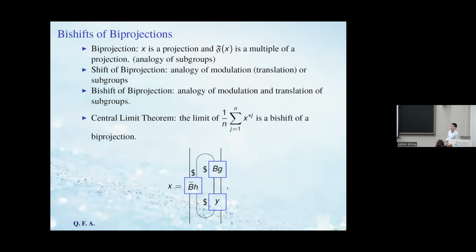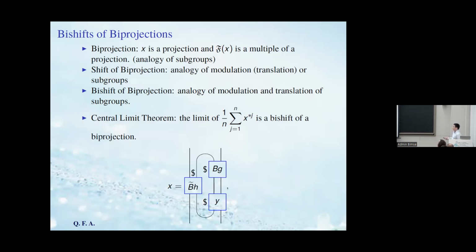If we consider the classical case, we say that the biprojection is actually similar to a subgroup. But for classical Fourier analysis, especially for finite abelian groups, we actually have translations and modulations of this subgroup. Then we get the shift of the biprojection and the bishift of the biprojection.